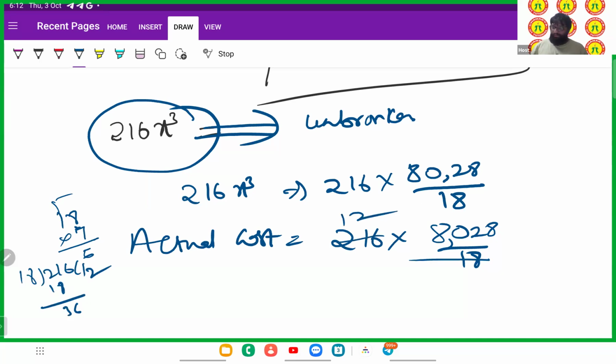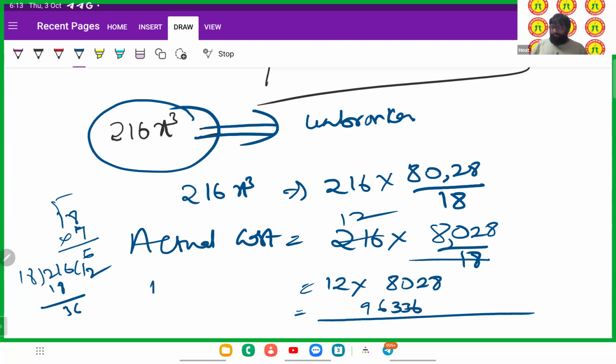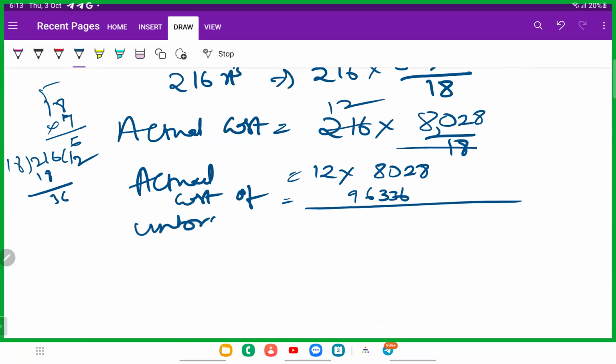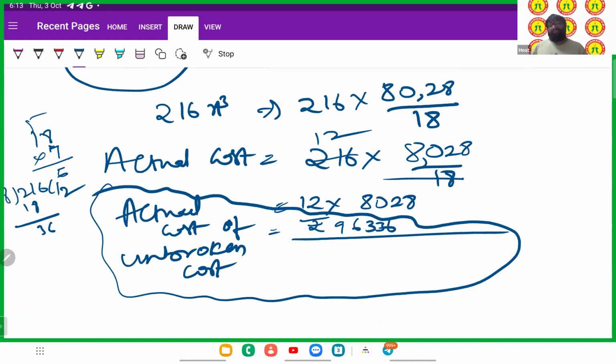12. Okay. So 12 into 8028, so now you calculate how much you are getting. Sir, 96336. So actual cost of the unbroken stone is, sir, 96,333. But when the broken pieces became, it was 16,000, somewhere around 16,000, sir. What? I didn't get you. Sir, broken piece.